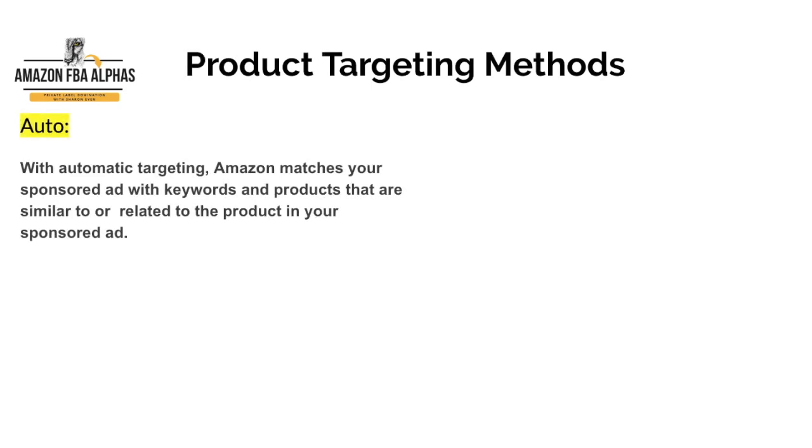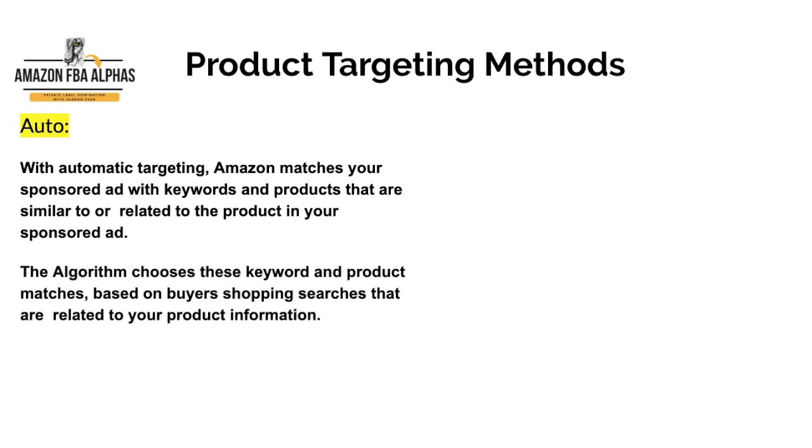Product targeting method. So we're going to start with auto. With automatic targeting, Amazon matches your sponsored ad with keywords or products that are similar or related to the product in the sponsored ad. The algorithm chooses these keywords and product matches based on buyers' shopping searches that are related to your product information. Okay, so what that basically means is Amazon's taking your listing and targeting keywords from your listing, or keywords or ASINs similar to keywords in your listing, and has 100% control over what keywords or ASINs it will target.